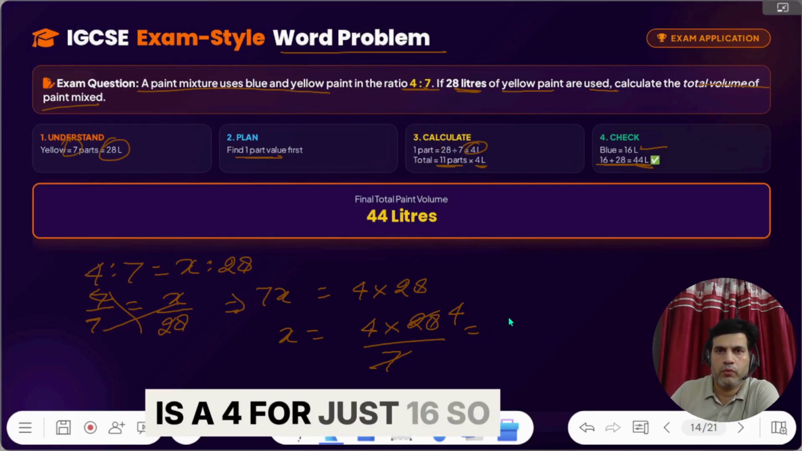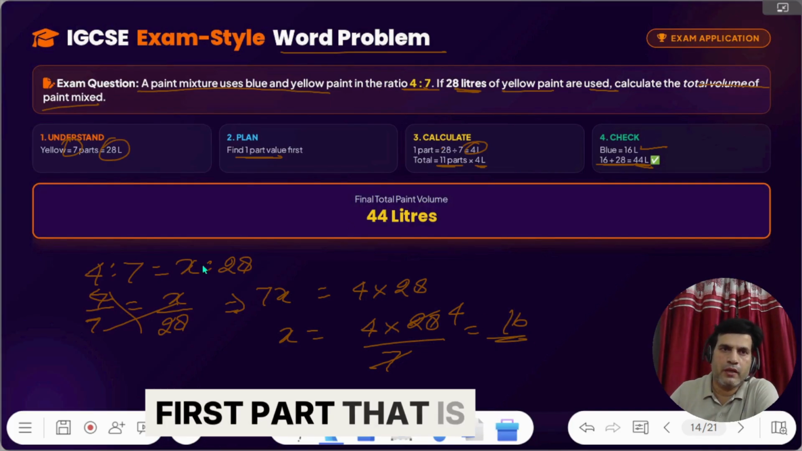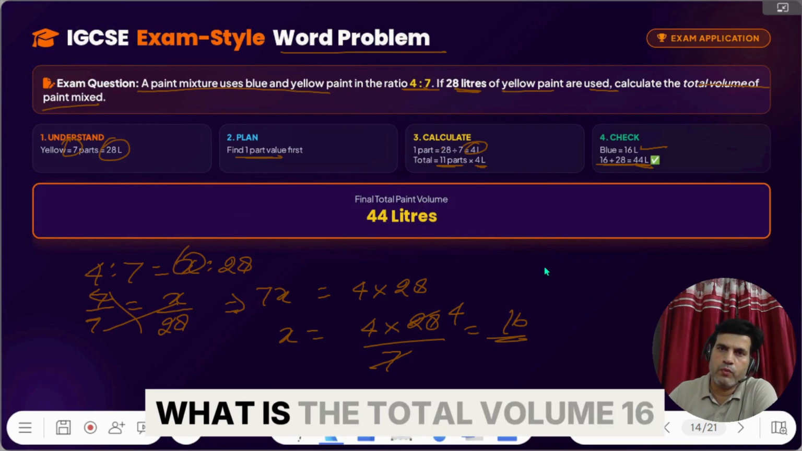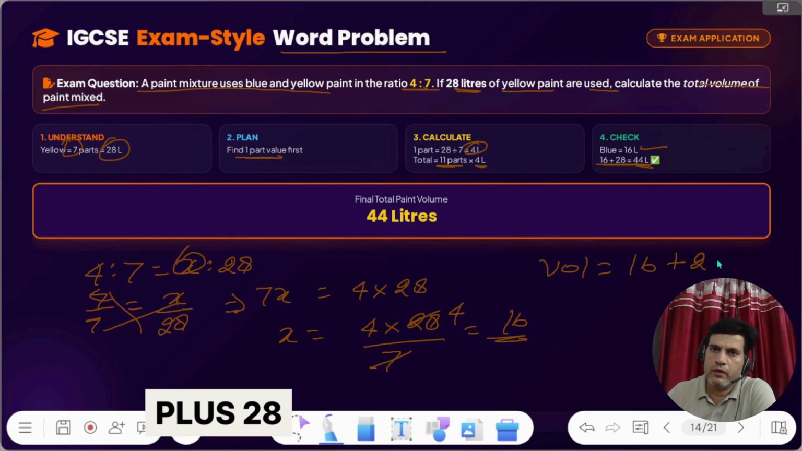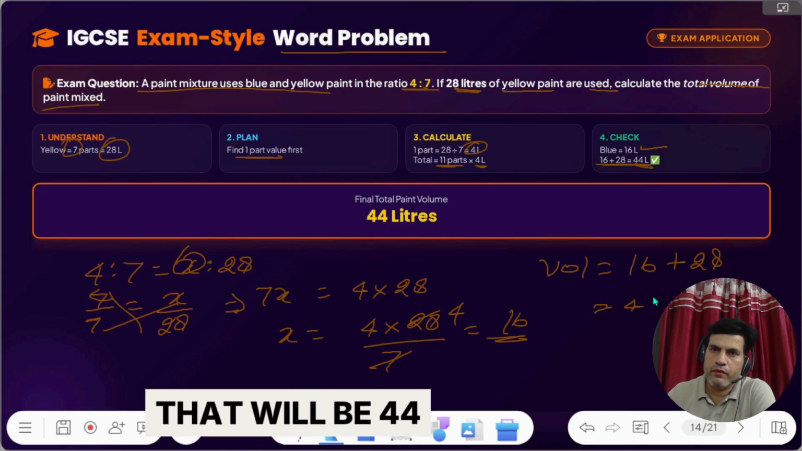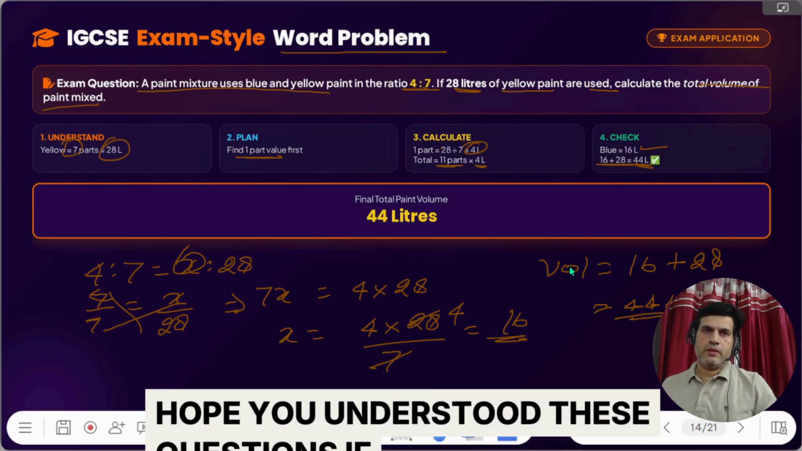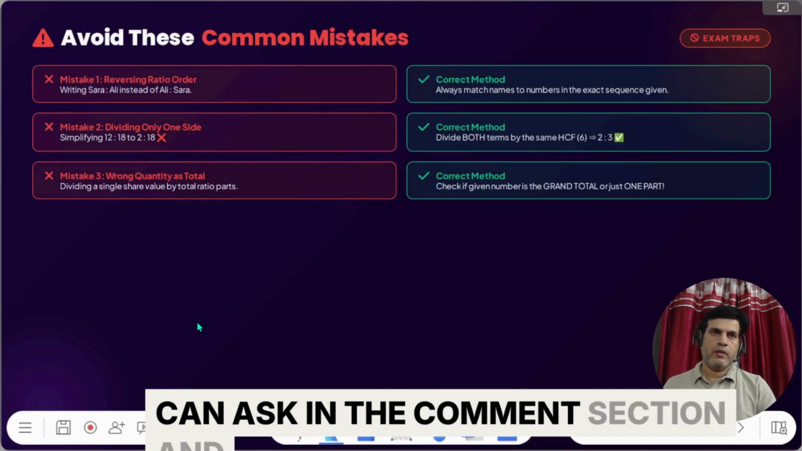So it is 4, 4 goes, 16. So the first part, that is the blue one, 16. So what is the total volume? 16 plus 28, that will be 44 liters. I hope you understood these questions. If you have any doubt, you can ask in the comment section.